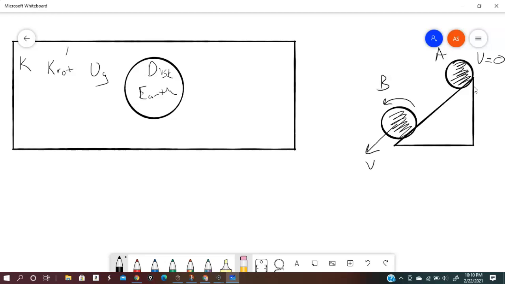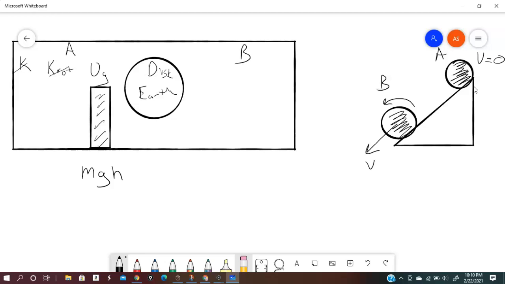And at point A, it is not moving, so there is no rotational kinetic energy and there's no translational kinetic energy. It would all be just gravitational potential energy at point A at the top of that ramp. And so we could say our energy to start with would just be mass times gravity times height.